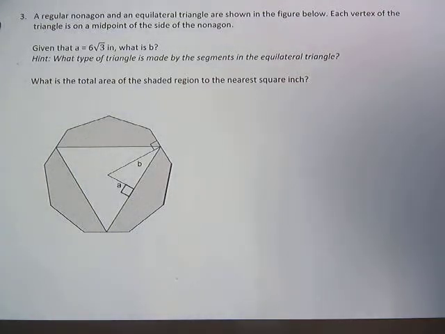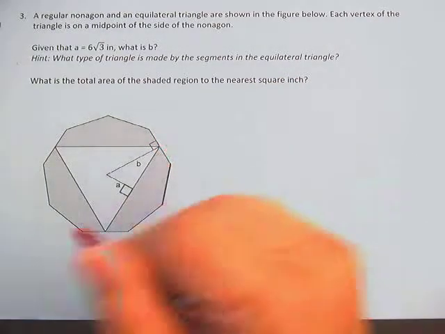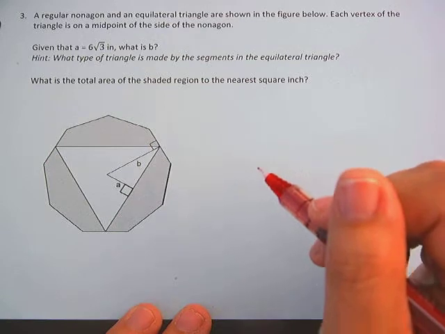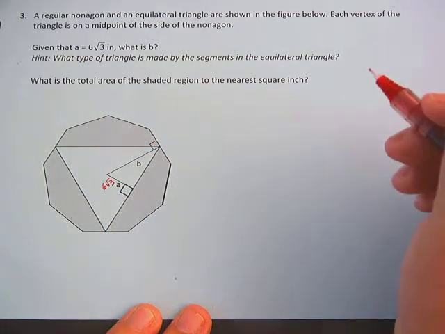Now for problem 3. A regular nonagon and an equilateral triangle are shown in this figure below. Each vertex of the triangle is on a midpoint of the side of the nonagon. Given that A is 6 square root of 3, what is B?